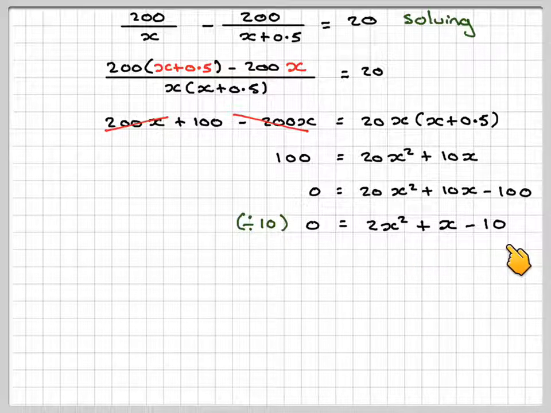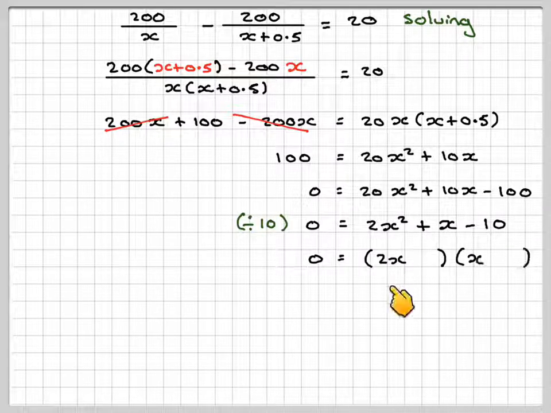Now we either solve this using factorization, which is the easier method, or use the quadratic formula. So factorizing, we're going to have 2x times x. The factors of 10 are 2 and 5. So we're going to have 5 there and minus 2 there. So let's just check that. That will give me minus 10. That will give me plus 5 there, minus 4 there, which gives me the 1 in the middle.